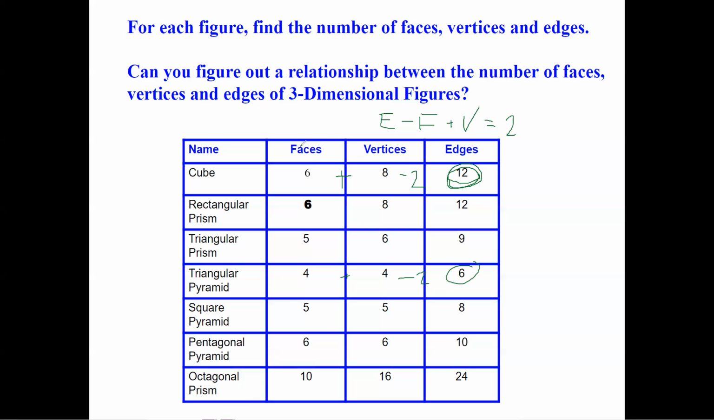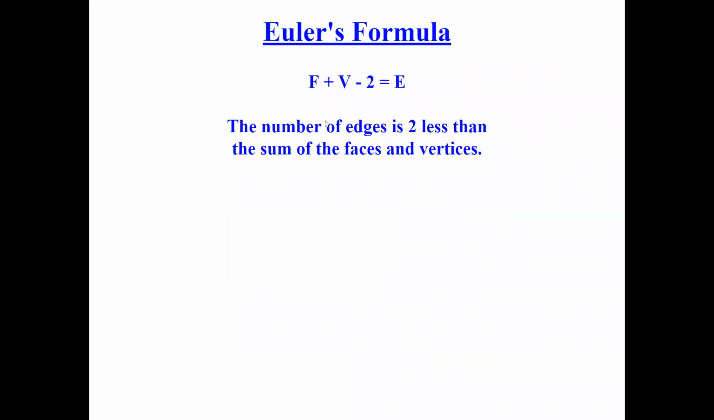So if I'm asking you to find the faces, vertices, and edges, you can use this little formula here and make sure that it equals 2 at the end, and you have a good idea that you did it correctly. So make sure that you copy that formula down so you can use it in the future. And there's that modified version of Euler's formula: faces plus vertices minus 2 equals our edges.